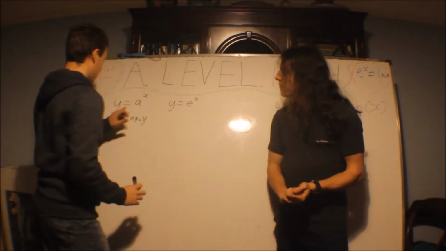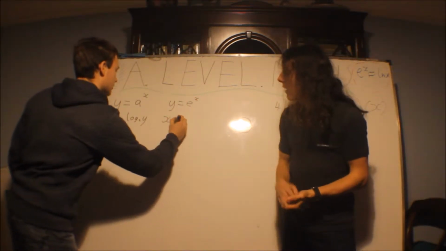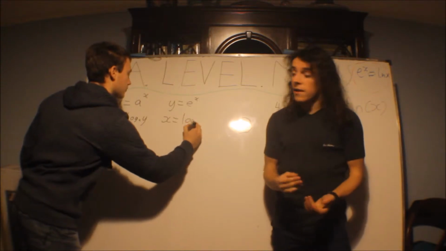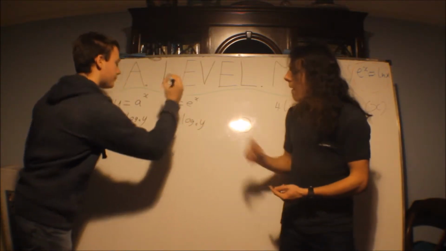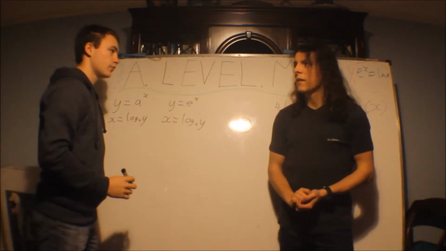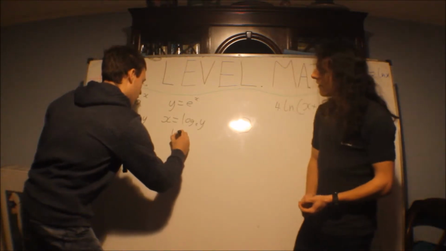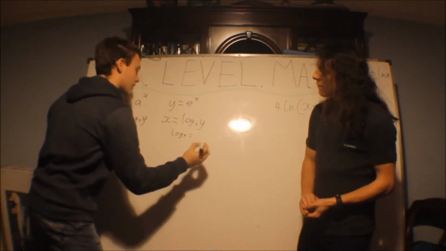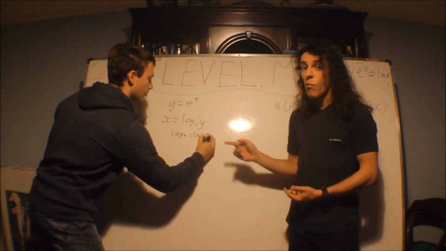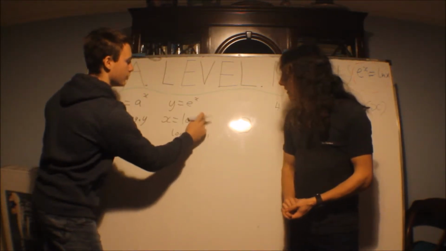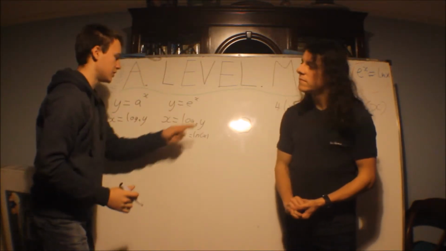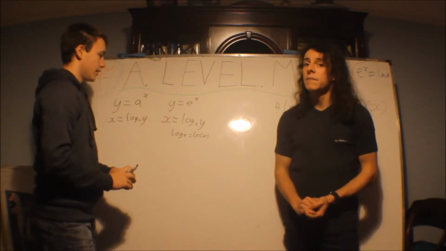So y equals e to the x. If we apply this rule, I have x equals log base e of y. But log base e, that's something special, isn't it? Indeed, log base e we express as ln of y, where y would just be a value. I'm just expressing it algebraically with the y here.